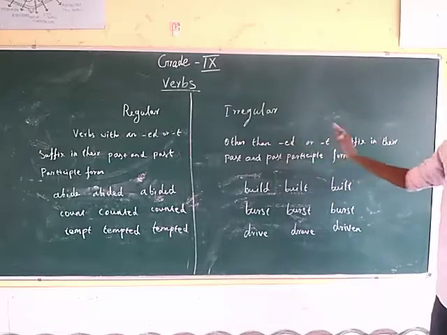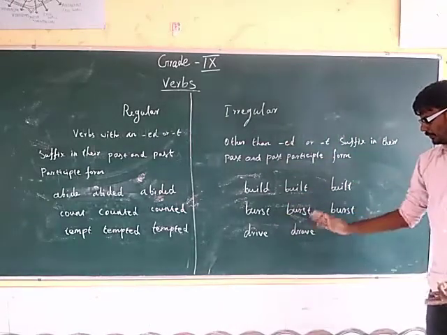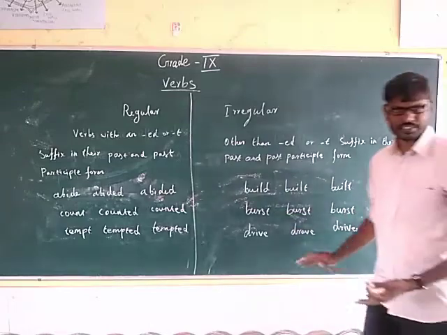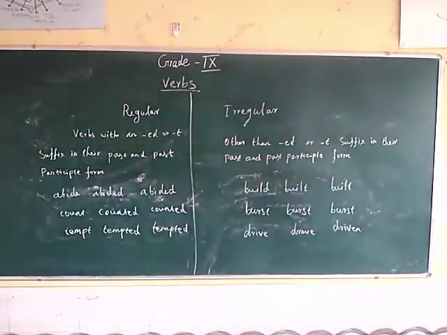Other than ed and t, the verbs are irregular. Examples: build, built, built. Burst, burst, burst. Drive, drove, driven. Forgive, forgave, forgiven. Go, went, gone. Those verbs are called irregular verbs.